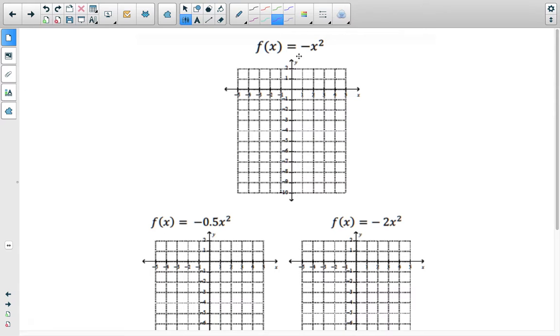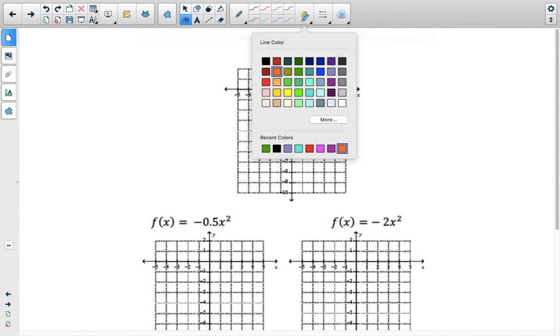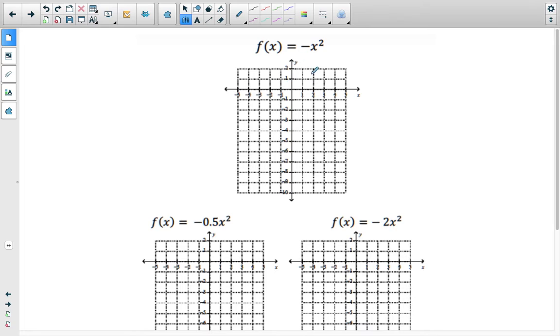So a negative x squared, this is not a parent function because it does have a multiplication of a negative 1. So we want to know what really happens when we have a negative in front. If we were to plug numbers in to figure out what the graph looks like, we're going to plug 0 in here. 0 squared is 0, times negative 1 is still 0. If we plug in 1, 1 squared is 1, times negative is a negative 1. So we have the coordinate 1, negative 1.